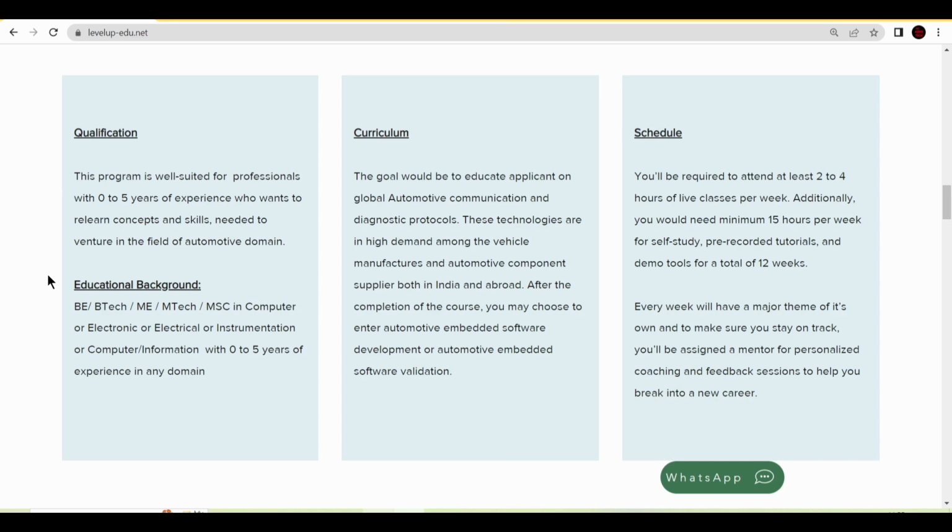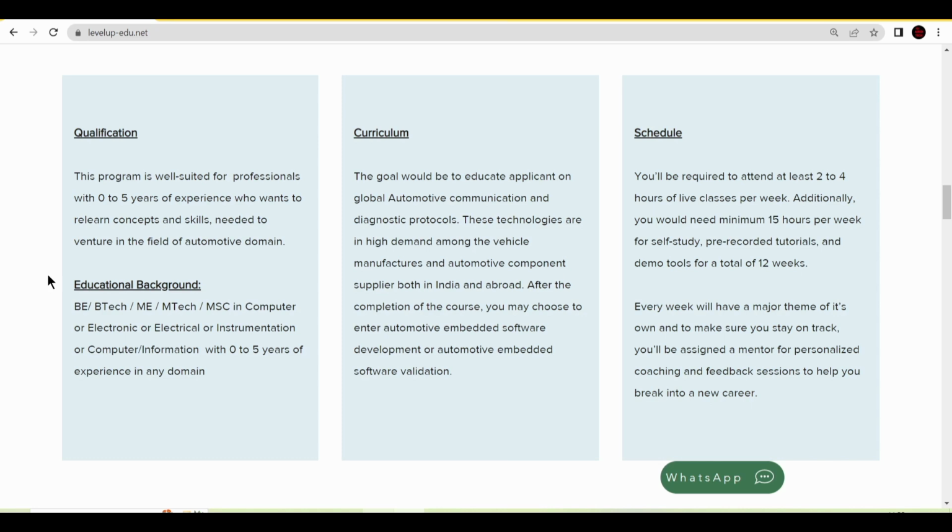Okay guys, one more important thing is that a lot of people have this doubt: suppose I'm working as a professor in some college and I want to go through this 12 weeks of training program and get a job. Will it be possible? Yes, definitely that will be possible.